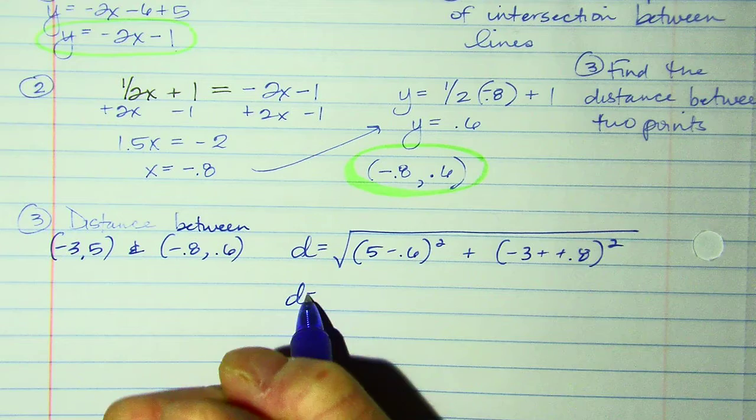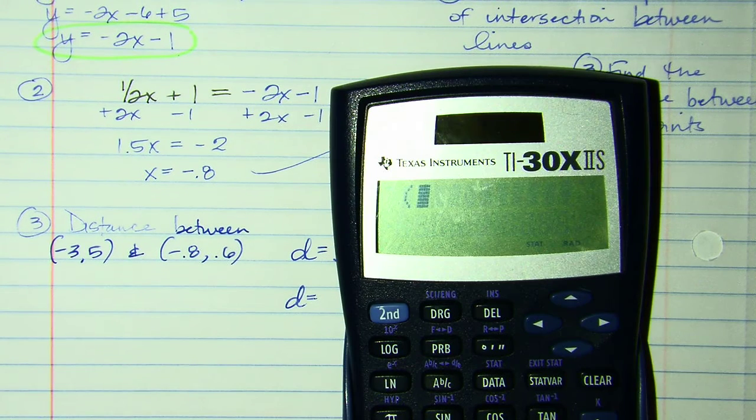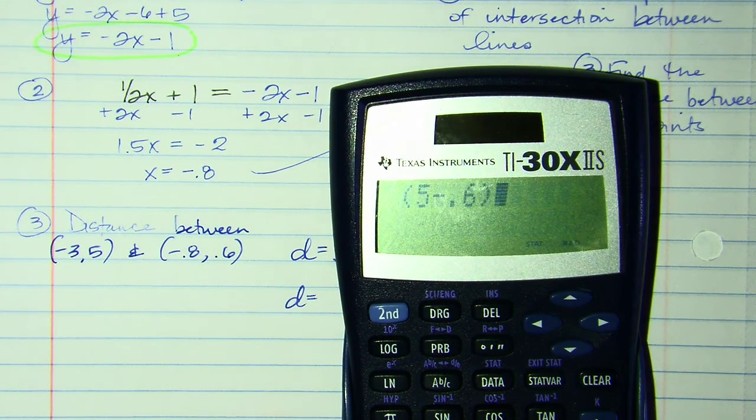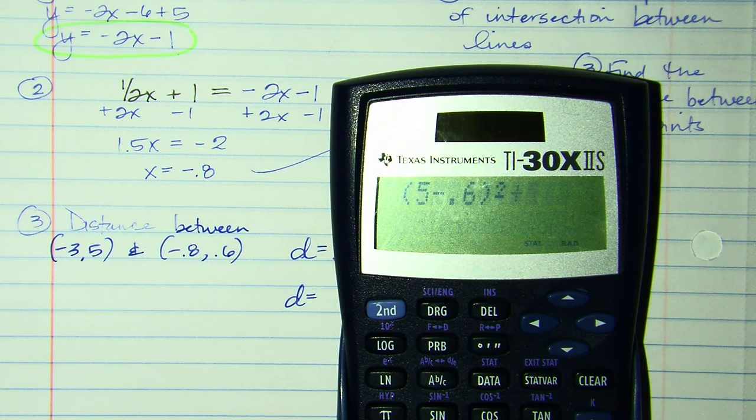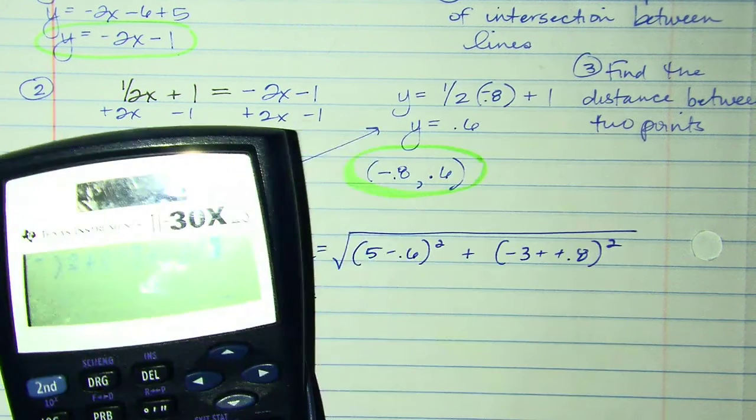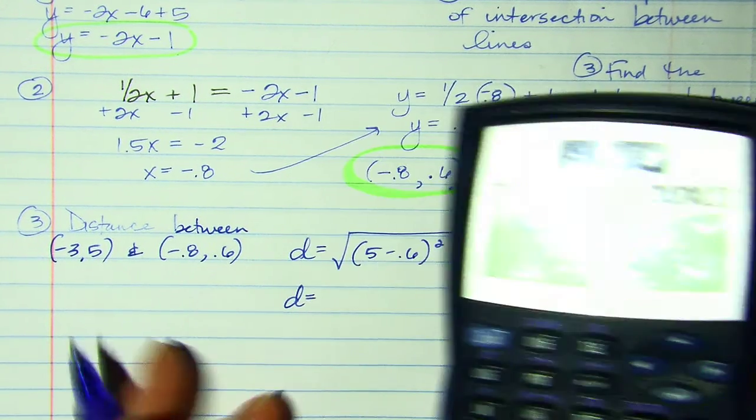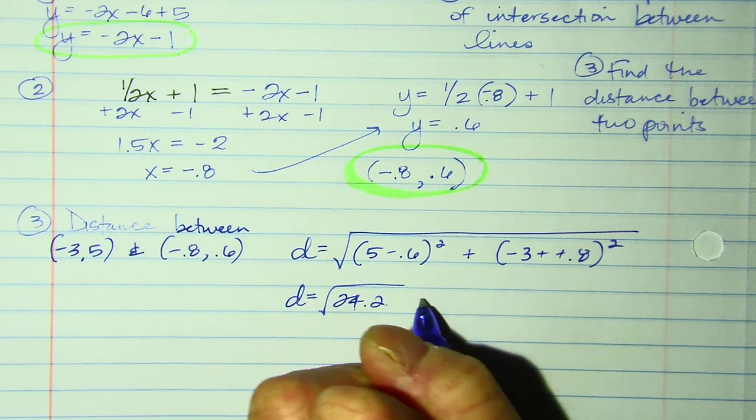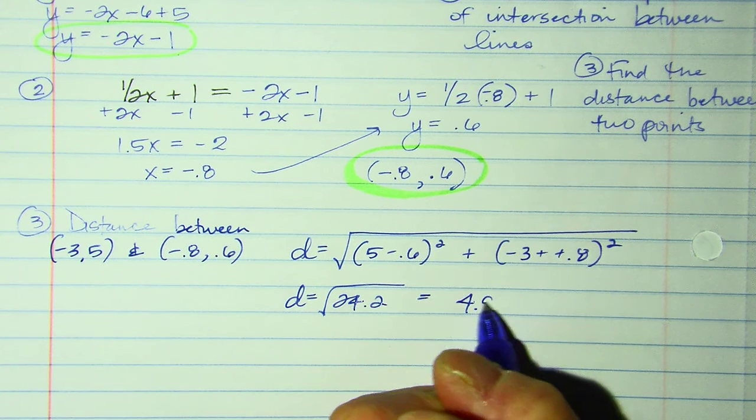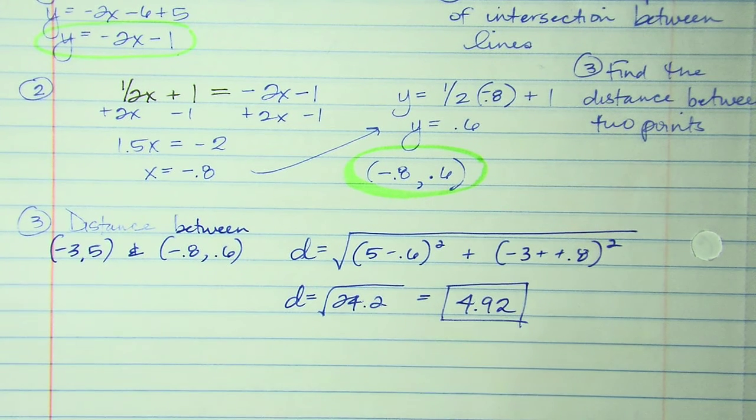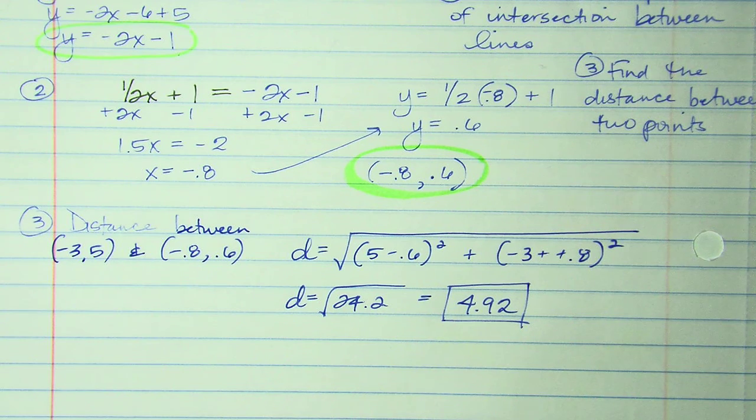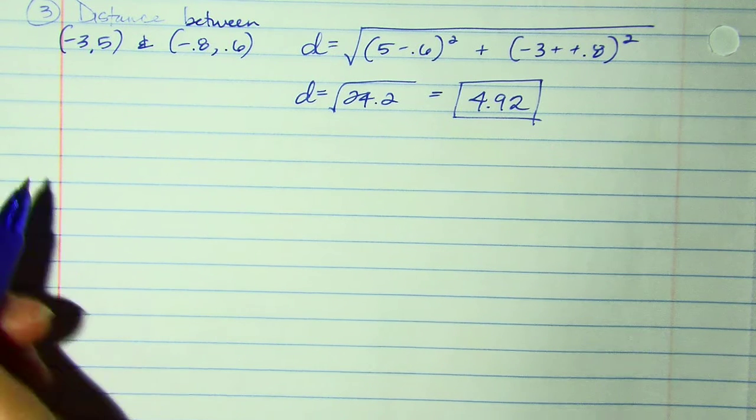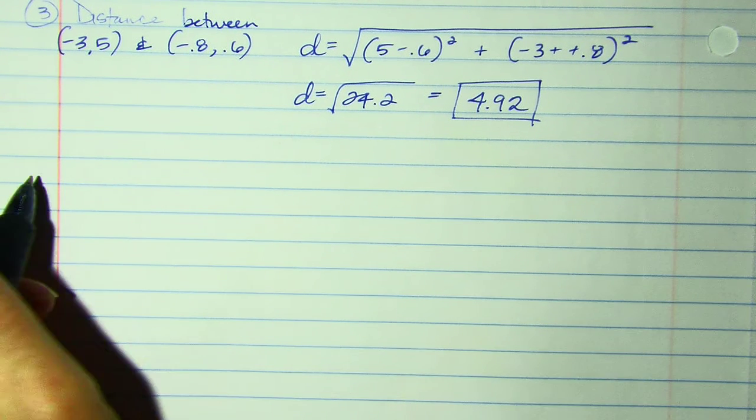And so I'm going to get distance equals, and I'm just going to put everything in parentheses. 5 minus 0.6 squared plus negative 3 plus 0.8 squared. And I get 24.2. You can do the calculations. And so if I take the square root of that, I get the distance is 4.92 units. And so that is the answer to this problem. Hopefully you can see I labeled those steps. So we're going to do one more, and then I will move on to the second part of our lesson.